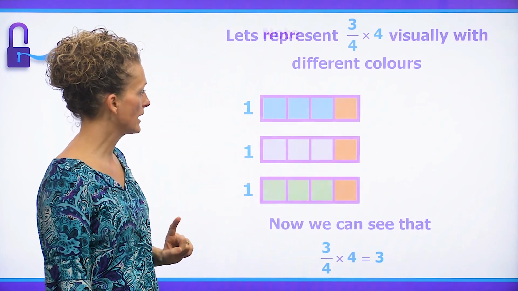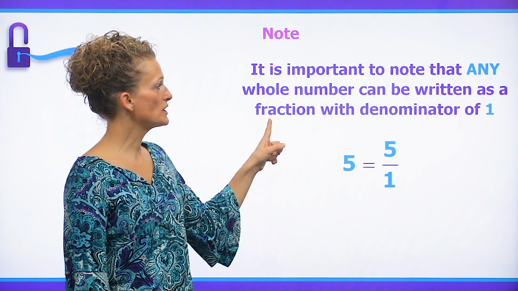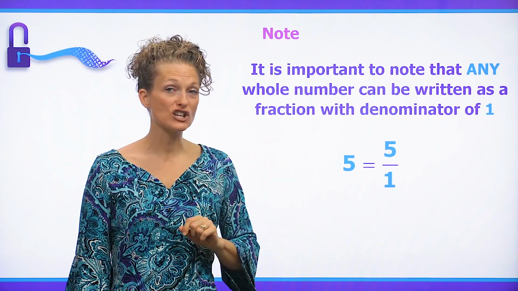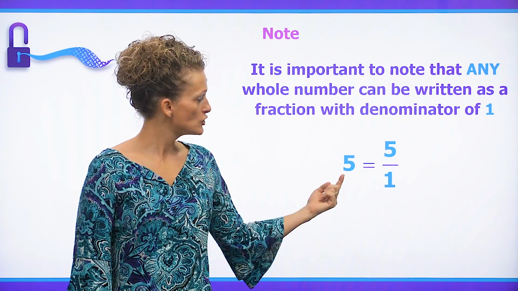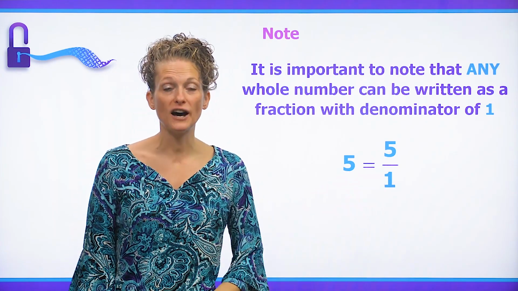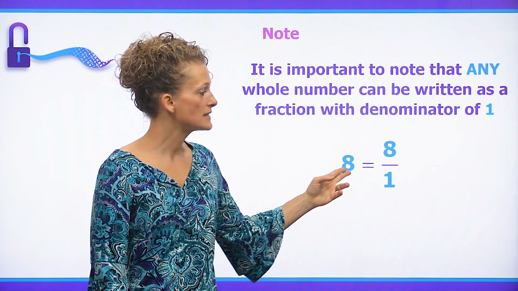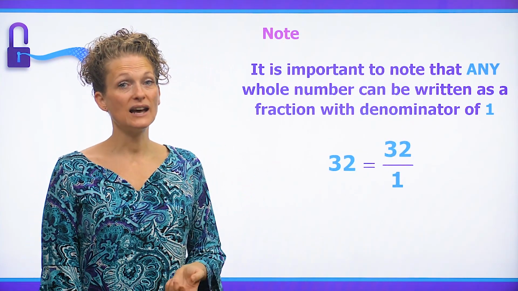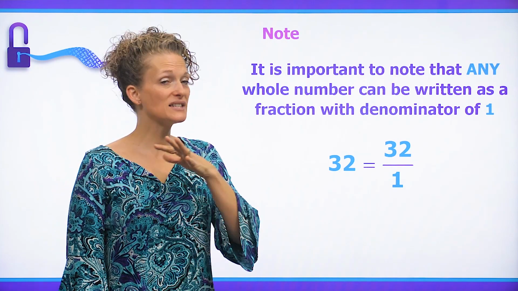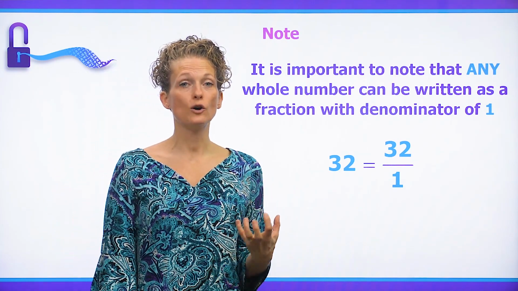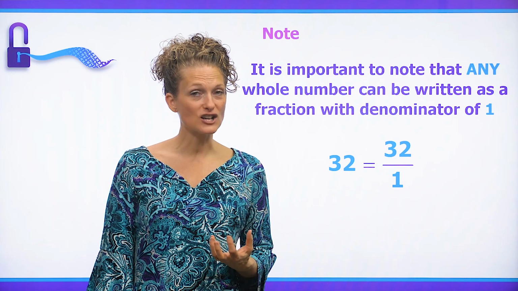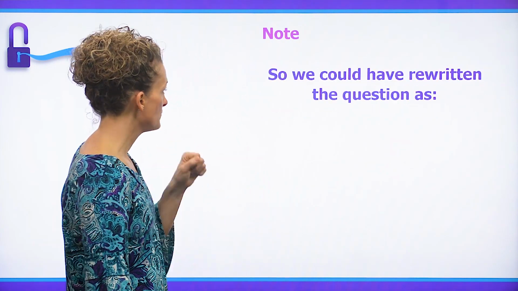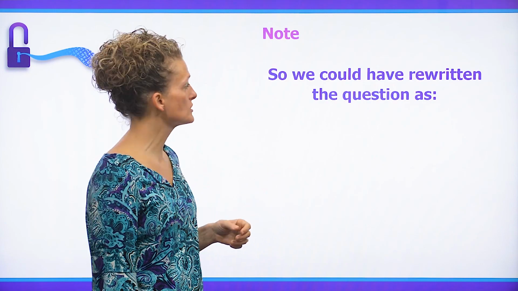So it's important to note that any whole number can be written as a fraction with a denominator of 1. So 5 can be written as 5/1. 8 can be written as 8/1. 32 can be written as 32/1. So it does not matter what the number is, it can always be written as a fraction with a denominator of 1. All right, so that can be really useful when we're trying to multiply fractions.